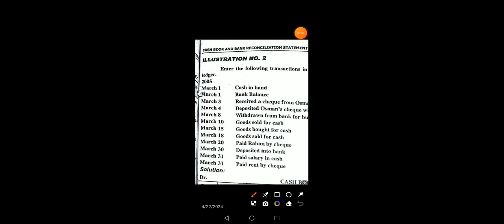This is illustration number 2, and all entries are associated with the same month, starting from the beginning, March 1, and ending at March 31. Different entries are present over here. We are going to convert these transactions into journal entries. What is our first journal entry? What is our first transaction? It is March 1.